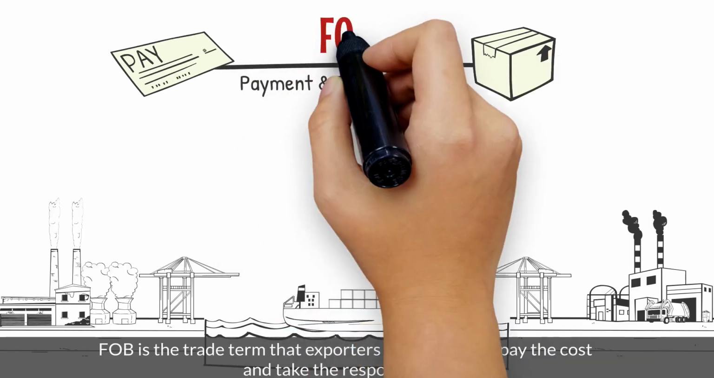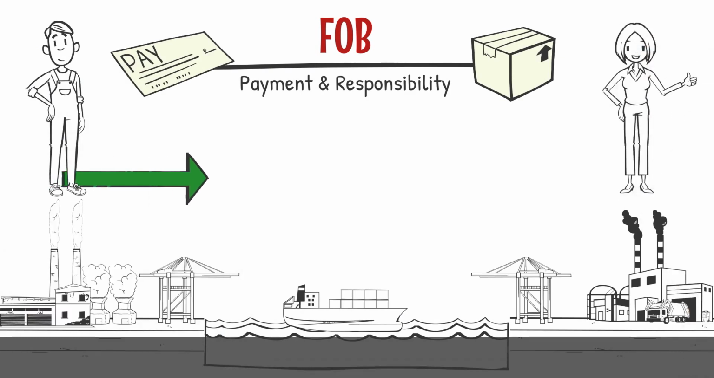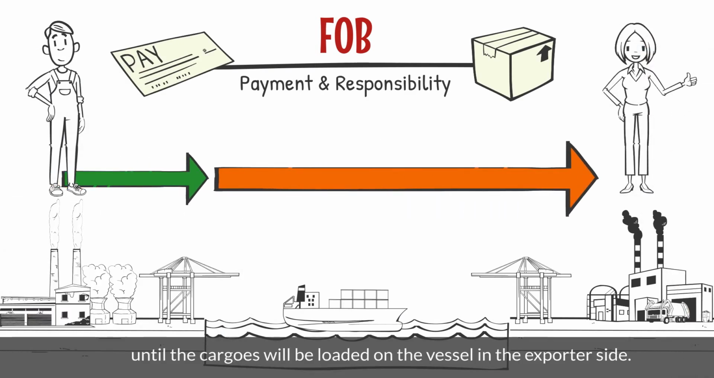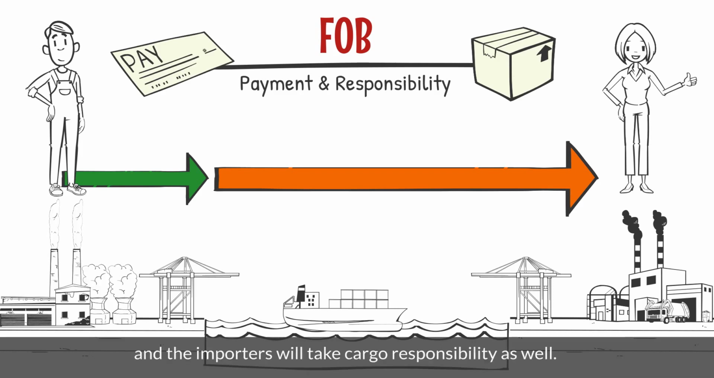FOB is the trade term where exporters will arrange to pay the cost and take the responsibility until the cargoes are loaded on the vessel on the exporter side, and then importers will arrange to pay all costs, including ocean freight and delivery fee to the importing place, and the importers will take cargo responsibility as well.